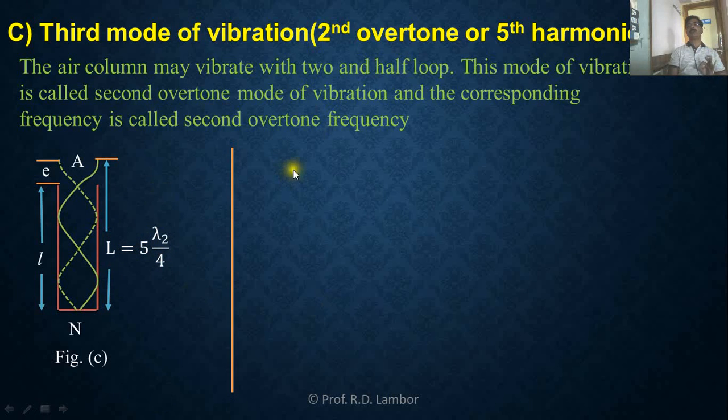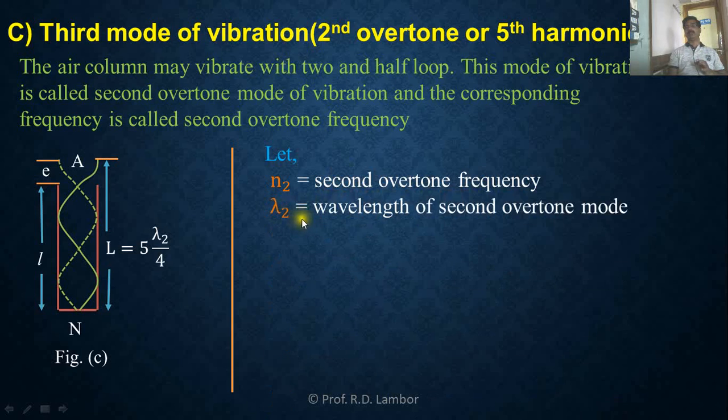So in the third mode of vibration, the frequency we will take will be different from the fundamental mode and the second mode of vibration, and that frequency we will consider here as n2. See here, n2 is the third frequency of the third mode of vibration, which is the second overtone frequency. And the wavelength at that time, let us take it as lambda 2, the wavelength of the second overtone mode.